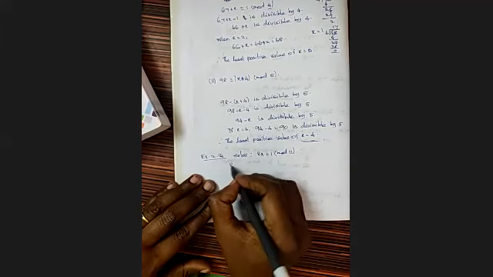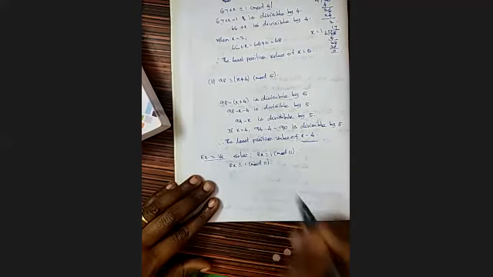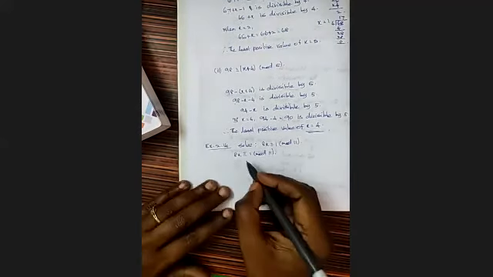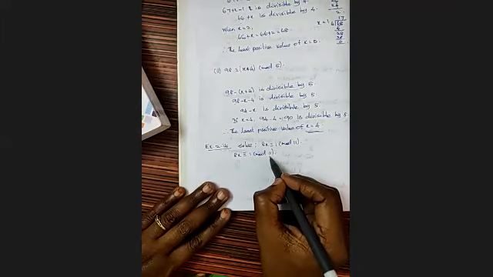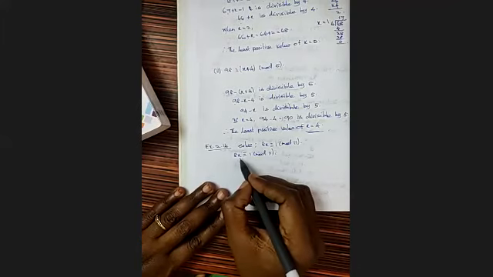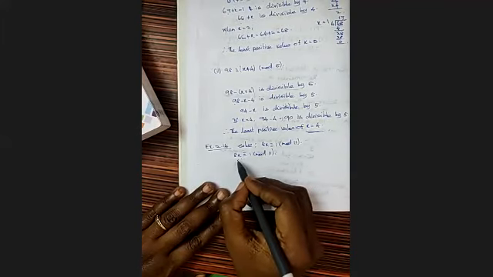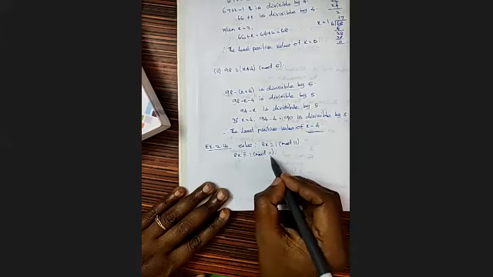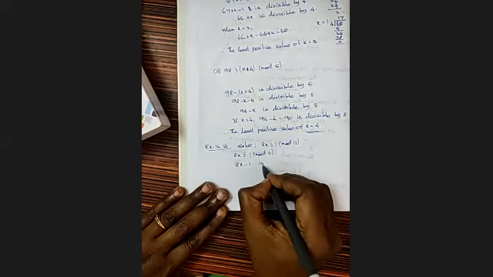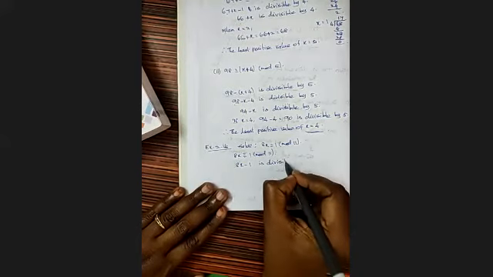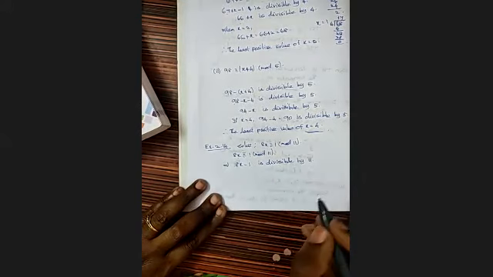So, this 8x congruent to 1 modulo 11 means 8x minus 1 is divisible by 11. Isn't it? A congruent to B modulo n means A minus B is divisible by n. Like that, 8x congruent to 1 modulo 11 means 8x minus 1 is divisible by 11.